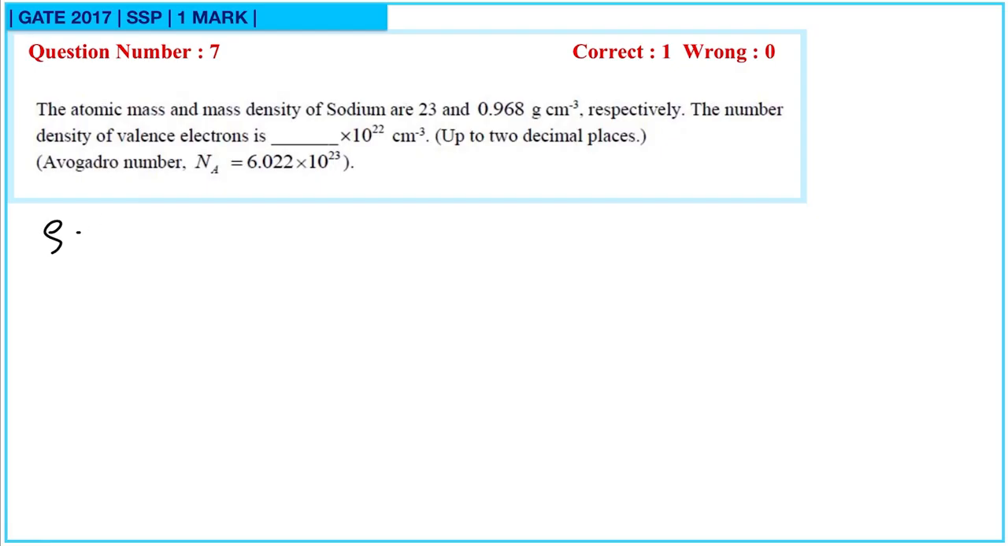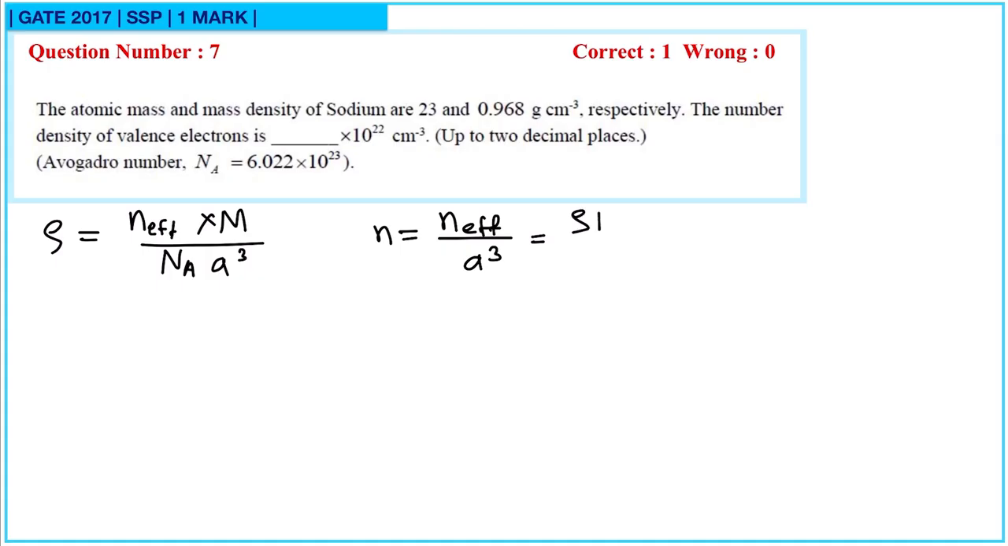Now we know density is equal to mass upon volume, and that will be N effective into mass upon Na, into A cube, that will be volume of that unit cell, where N is N effective upon A cube. So this will be the number density. So from here, N effective upon A cube, that will be rho into Na, density into Avogadro's number upon mass.